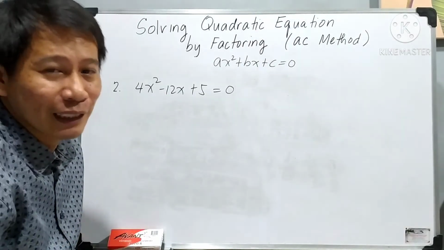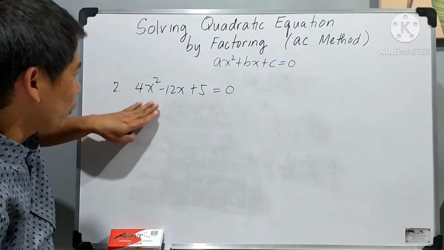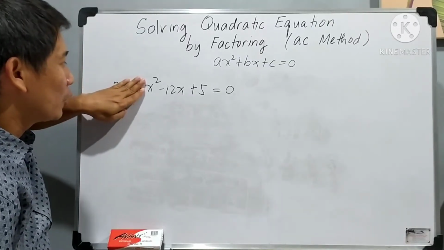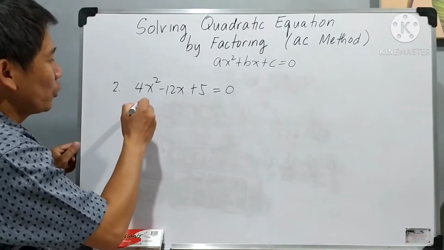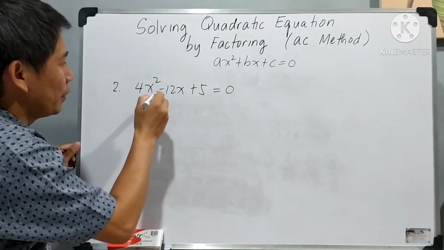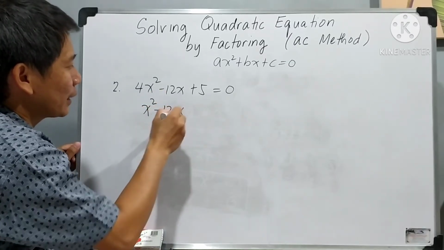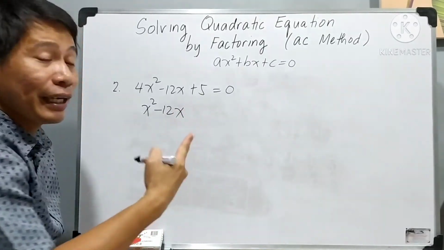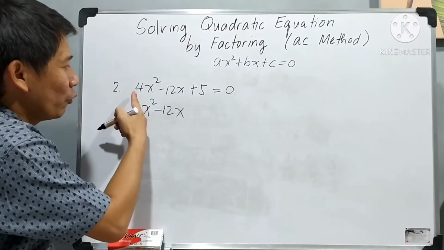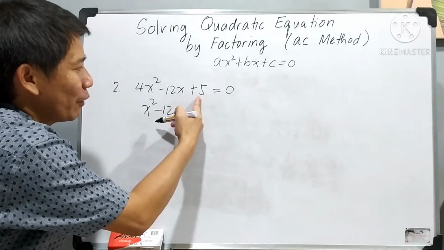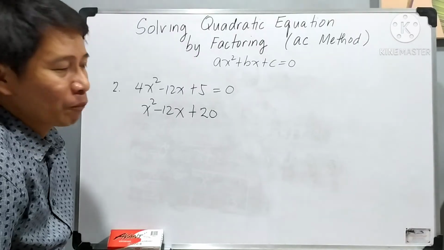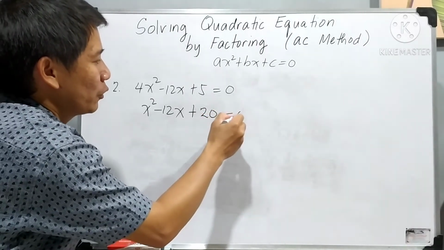Anong unang step natin? So, i-rewrite yung ating expression, yung equation natin, without A first. So, tatanggalin si A. So, magiging x squared minus 12x. And then, ang magiging last term natin will be AC. That is 4 times positive 5 is positive 20. So, is equal to 0.